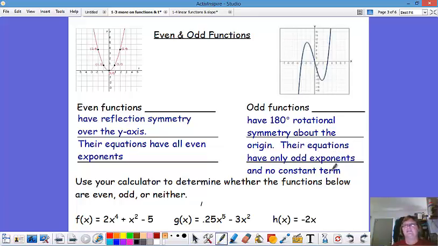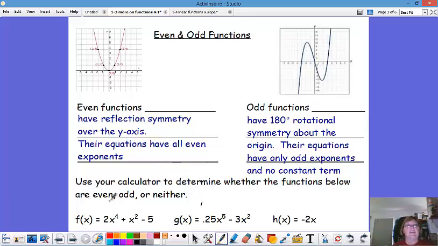They cannot have a constant term. And if you think about that for a minute, you'll see right away why that has to be. They have to pass through the origin in order to have that rotational symmetry. So if we had a constant, something that lifted the curve up this high perhaps, then it wouldn't rotate about the origin anymore. So even functions have all even exponents in their equations. Odd functions have all odd exponents with no constant. It's okay for the even function to have a constant.